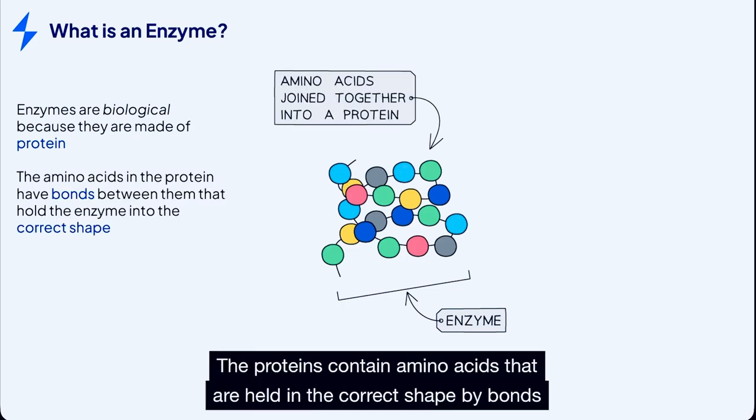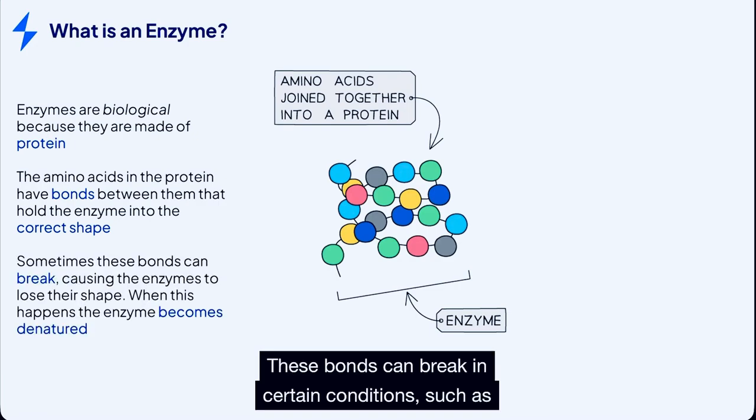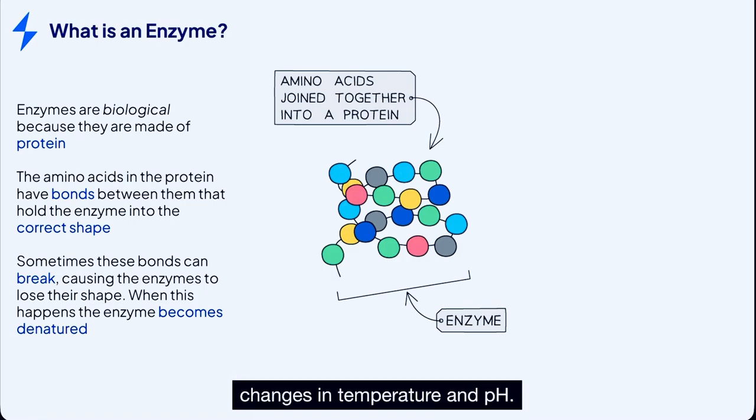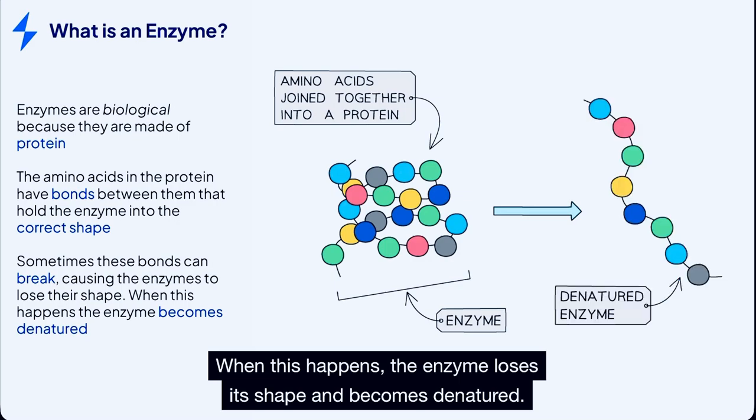The proteins contain amino acids that are held in the correct shape by bonds which hold the amino acids together. These bonds can break in certain conditions, such as changes in temperature and pH. When this happens, the enzyme loses its shape and becomes denatured.